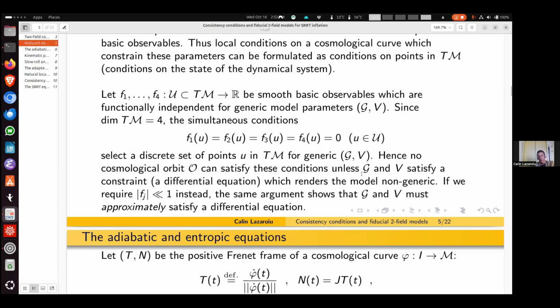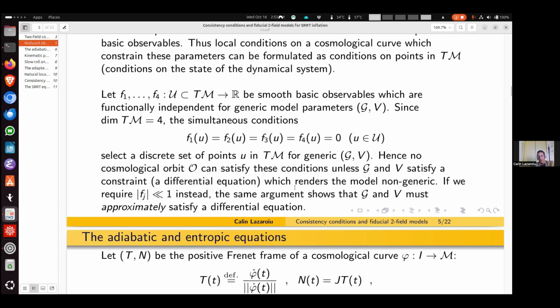And therefore, these conditions select a discrete set of points in the tangent bundle of M for generic values of parameters, right? So I assumed that the observables are functionally independent for generic model parameters G and V. It follows that there cannot exist any cosmological orbit which satisfies these conditions, because the image of a cosmological orbit is a curve in M, and that has a continuous infinity of points, right? Because I assumed the defining interval of a cosmological orbit to be non-degenerate. And you cannot fit a continuous infinity of points into a discrete subset of TM.